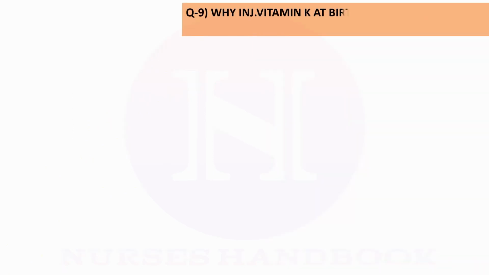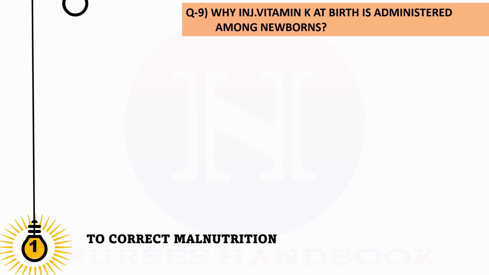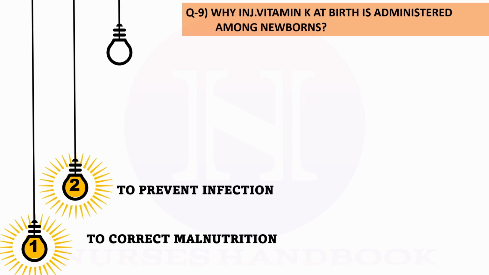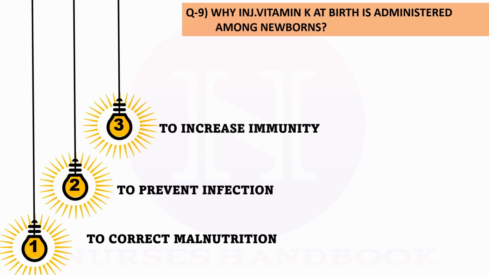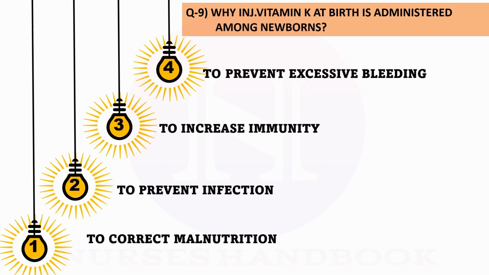Question number 9. Why injection vitamin K at birth is administered among newborns? To correct malnutrition, to prevent infection, to increase immunity, to prevent excessive bleeding. And the correct answer is to prevent excessive bleeding.